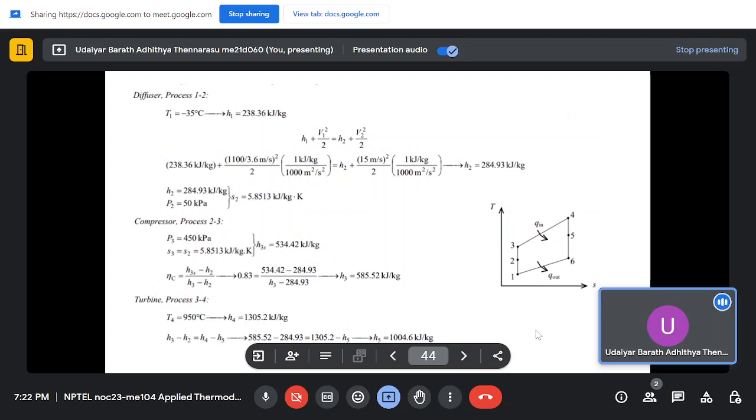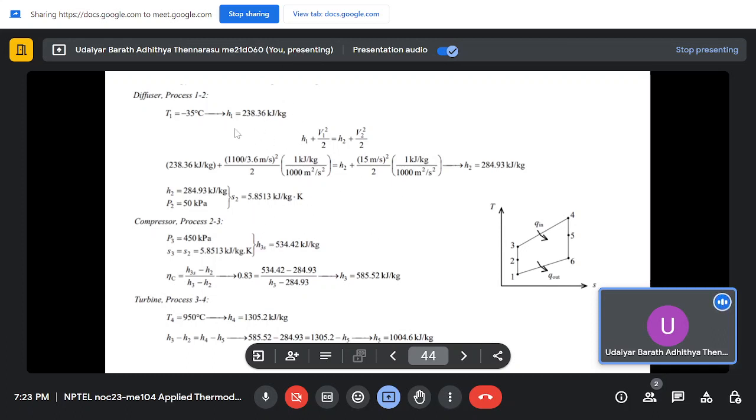Initially, first the process is across the diffuser. 1 to 2 is the diffuser, 2 to 3 is the compressor, 3 to 4 is the combustion chamber, 4 to 5 is the turbine, and 5 to 6 is the nozzle. This is the process, and assume this is for an ideal case. Similarly, here we have a non-ideality.